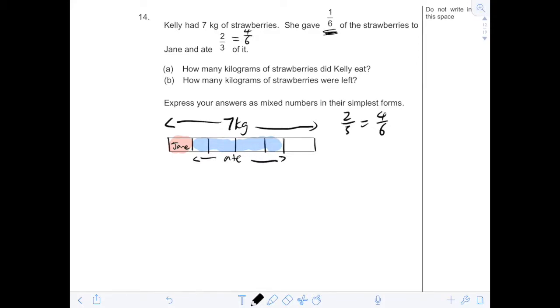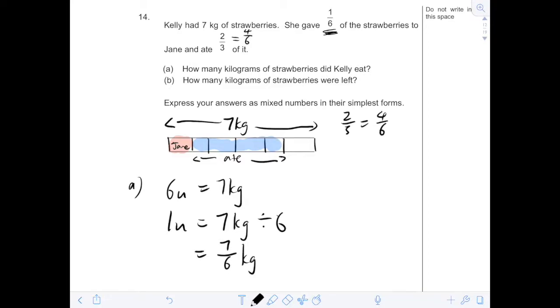So here, part A, they want you to find how much did she eat. So you have to use the unit method. 6 units, that's the total, will be equal to 7 kg. So what is 1 unit? 1 unit, if we write it out, just equals 7 kg divided by, sorry, divided by 6, which will give you 7/6 kg.